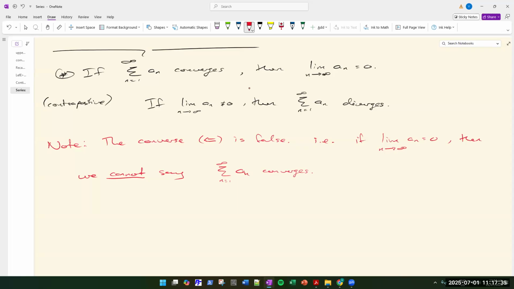The counterexample, or the best example to see this, is the divergent harmonic series. Because this series diverges to plus infinity, but notice that the terms that you are adding together as n goes to infinity are going to 0. So this is a counterexample for it.